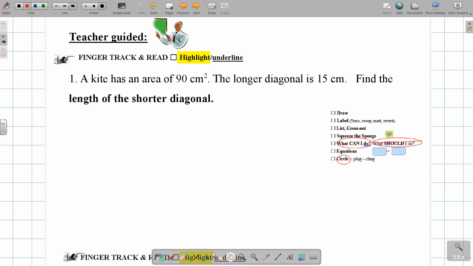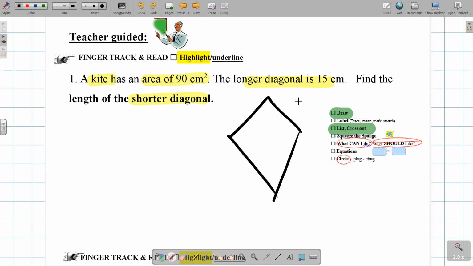Step 1, put your finger on the paper, read this out loud. A kite has an area of 90 centimeters squared. The longer diagonal is 15 centimeters. Find the length of the shorter diagonal. Step 2, we're going to underline our key words here. Step 3, we write our equations. We're going to draw and label our drawing. We have a kite.